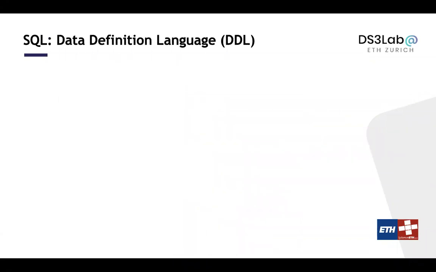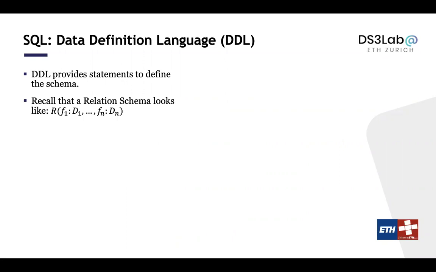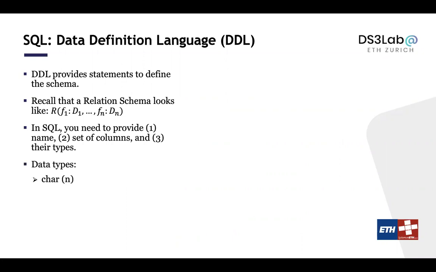So the first component of SQL is the data definition language. Essentially it gives you a whole bunch of statements to define the schema of a relation. Recall that a relation schema looks like this in theory. In SQL, you need to give the name, give the set of attributes, and give their types. Like most programming languages, you have a whole bunch of predefined data types.